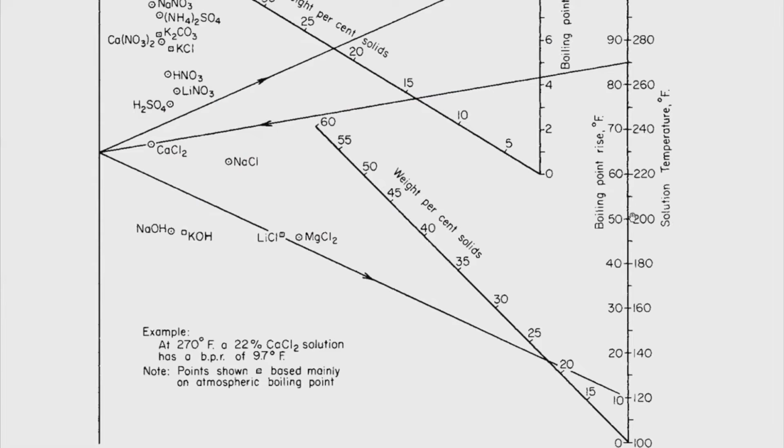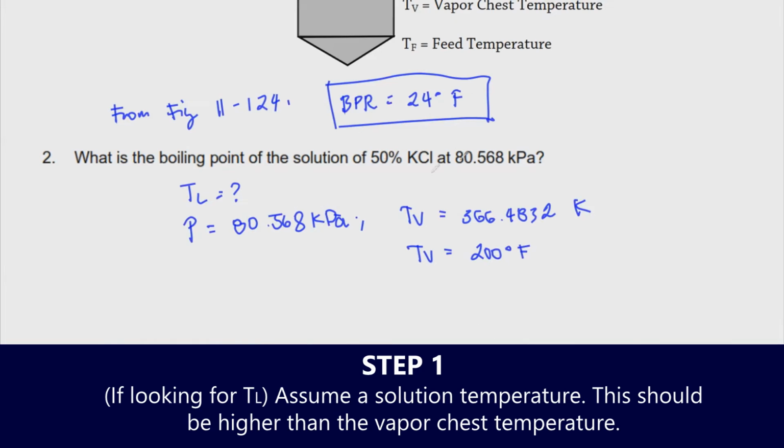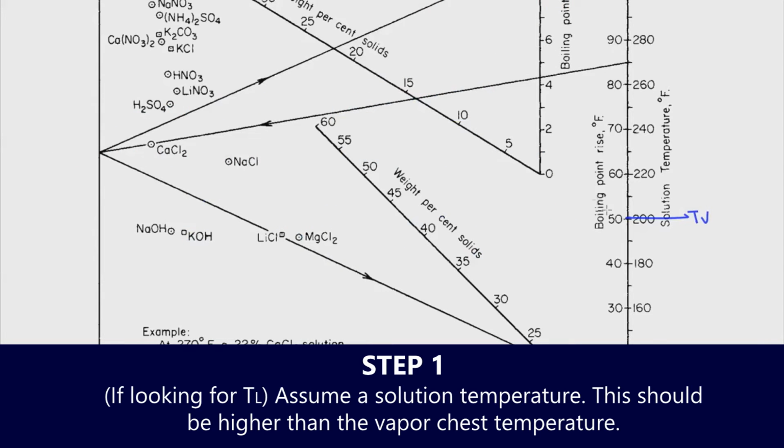So, syempre, meron siyang boiling point rise. And we know very well na kung may boiling point rise siya, dapat mas mataas tayo sa 200. So, basically, nandito yung ating TV sa 200. So, ito yung ating baseline. Ito yung TV natin. So, let us assume na ang ating boiling point rise is 220. Boiling point of the solution is 220 degrees Fahrenheit. So, with that, 220, i-intersect ko siya ngayon sa KCL.